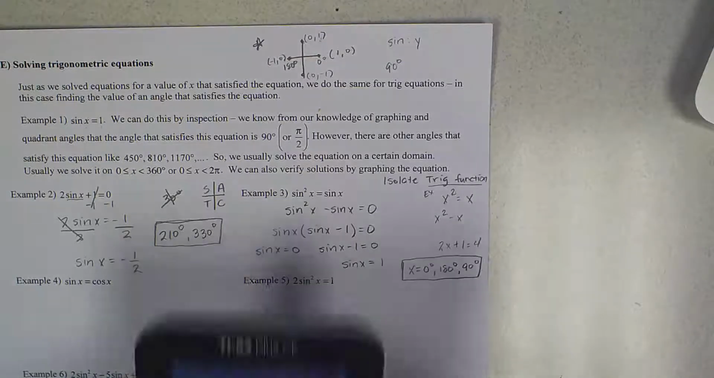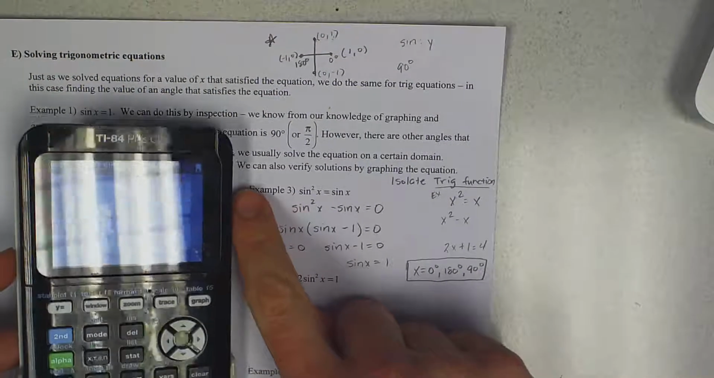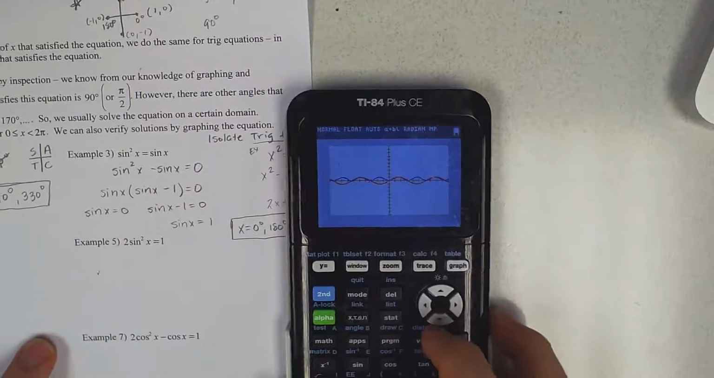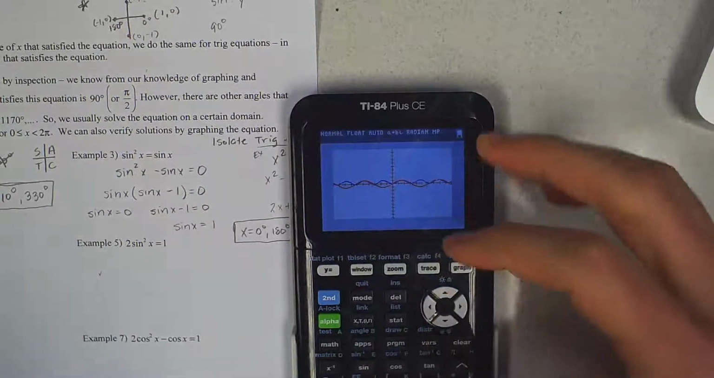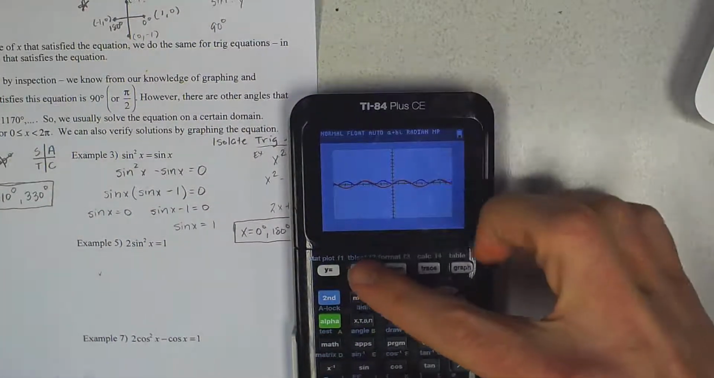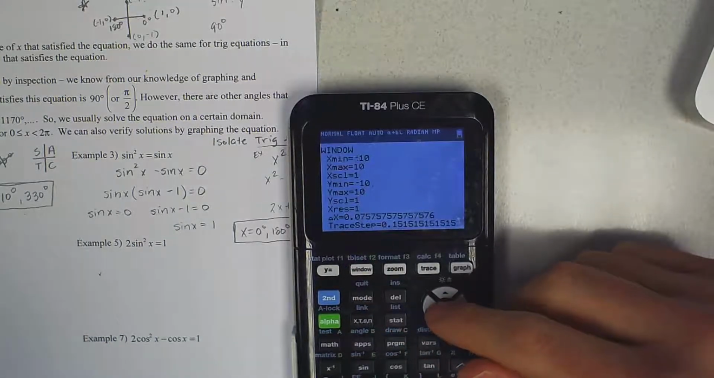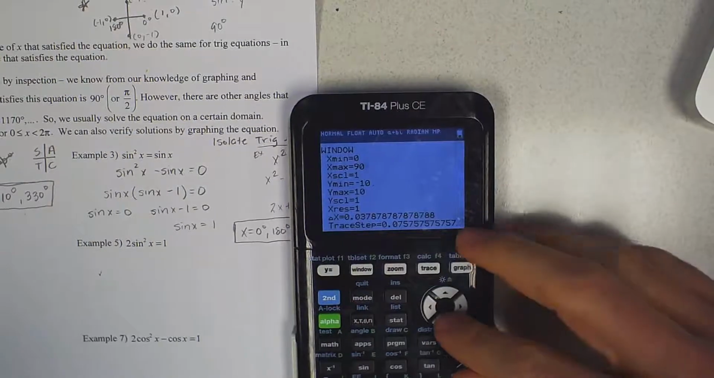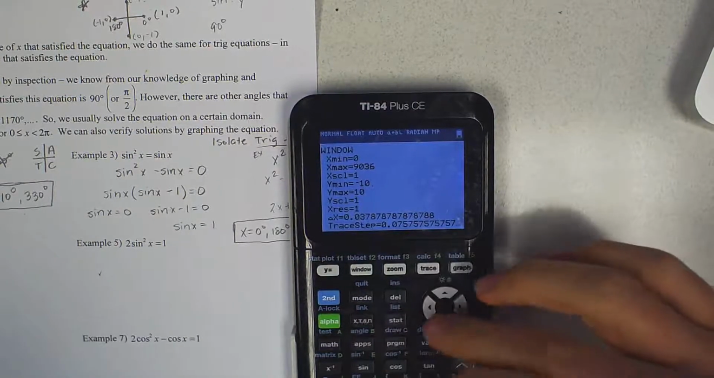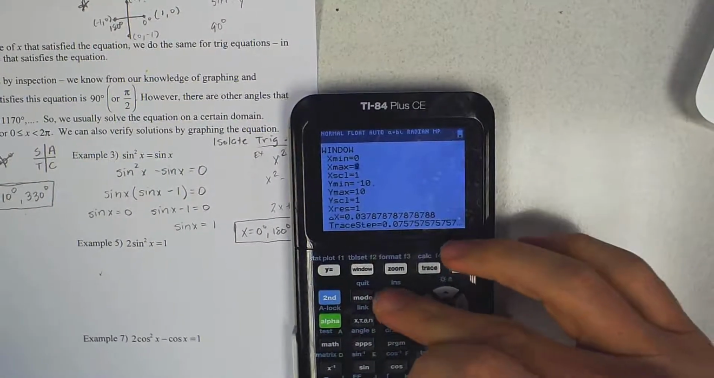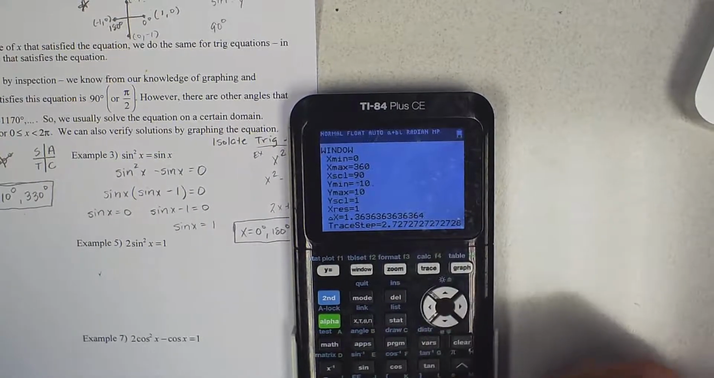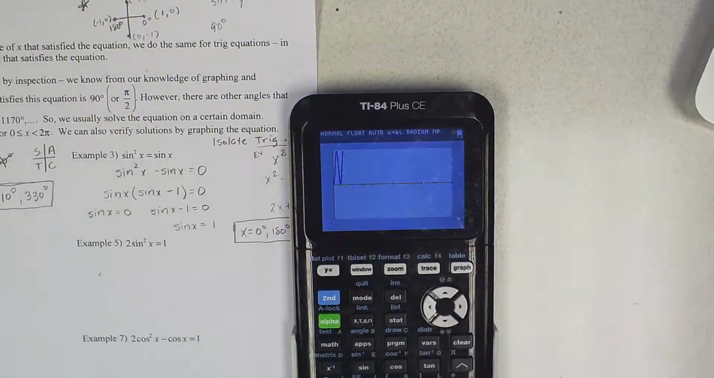Now, I wanted to show you this just because it says we can always verify the solutions by graphing the equation. So this is the graph of these equations. If we manipulate our window just a little bit, if we change the x-min to 0, going up by 90s, or no, sorry, let's go to 360 because that's what our domain is, and they go up by 90s. We'll make the y-min -1. We'll make the y-max 1. And watch this graph.